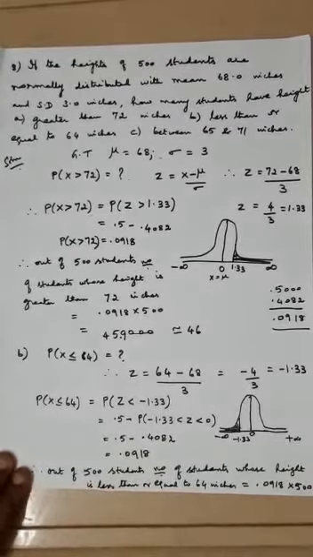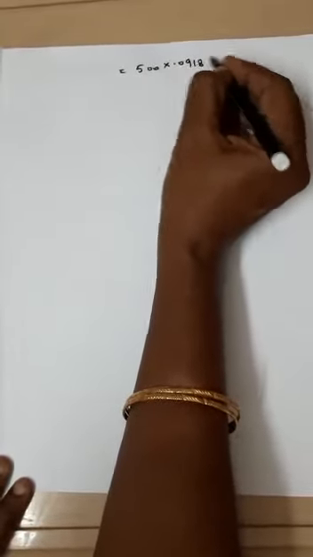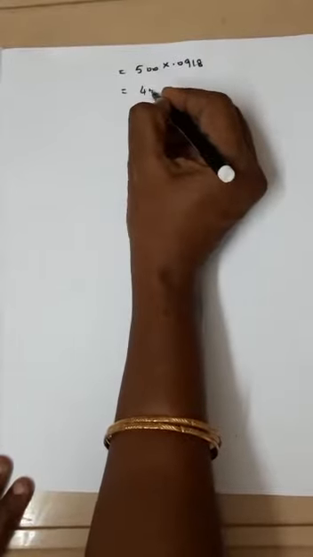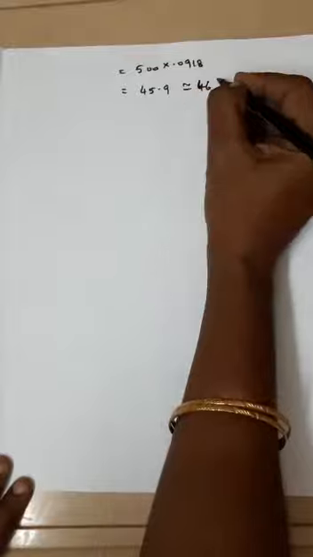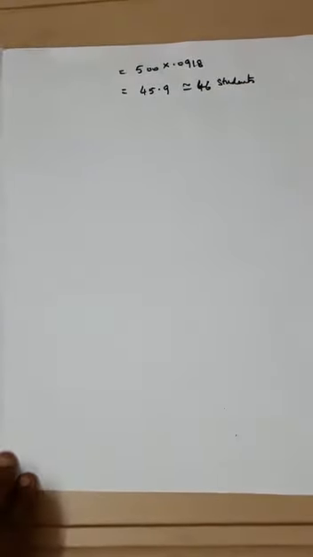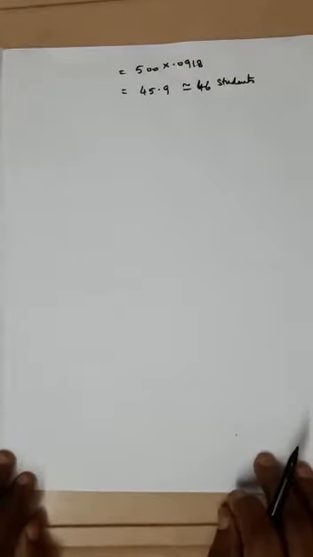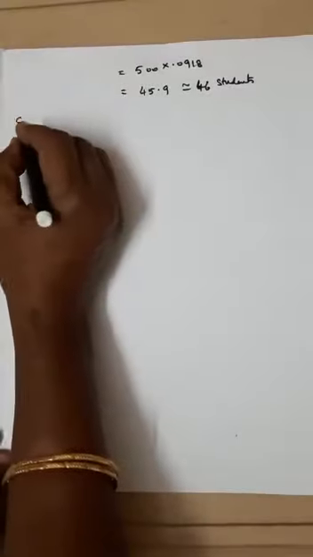So what will that be? The same value which we got last case. So that is equal to 500 into 0.0918, which is equal to 45.9. Again, it is rounded to 46. So the number of students whose height is less than or equal to 64 inches is also the same, which is 46 students. Now let's pass on to the C subdivision.